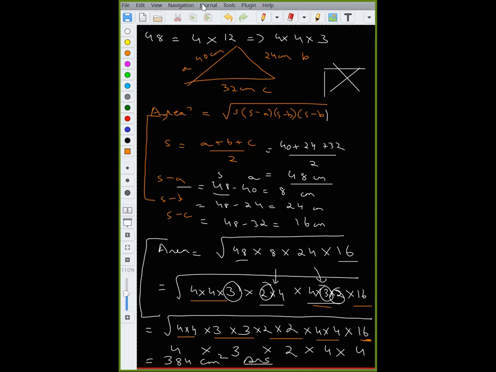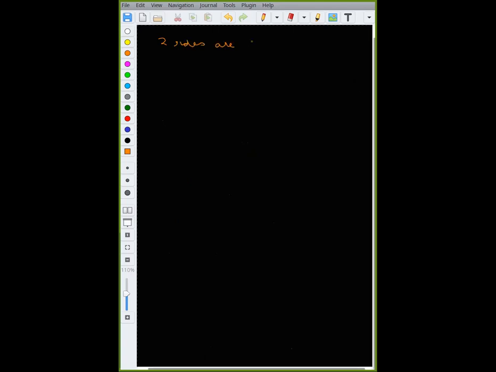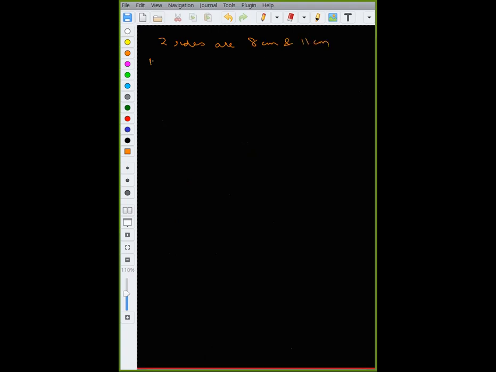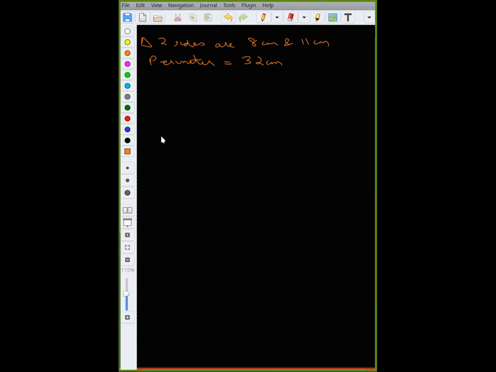Okay. Another one. Find the area of a triangle whose two sides are 8 centimeters and 11 centimeters, and perimeter is equal to 32 centimeters. So again, a triangle whose two sides are 8 centimeters and 11 centimeters, and the perimeter is 32 centimeters. Find the area. Quickly do this one.